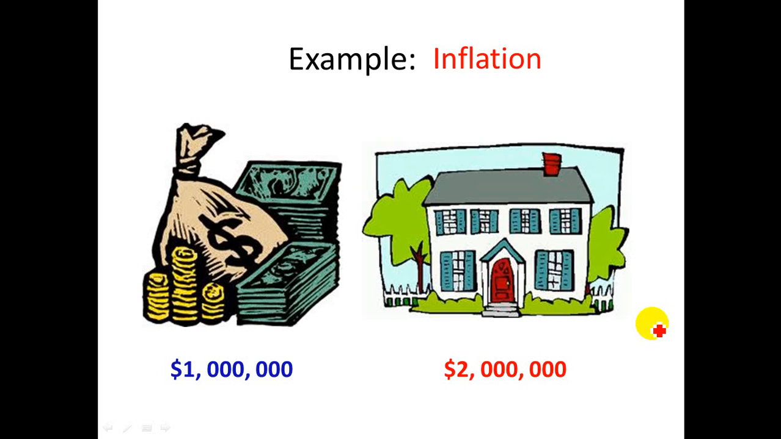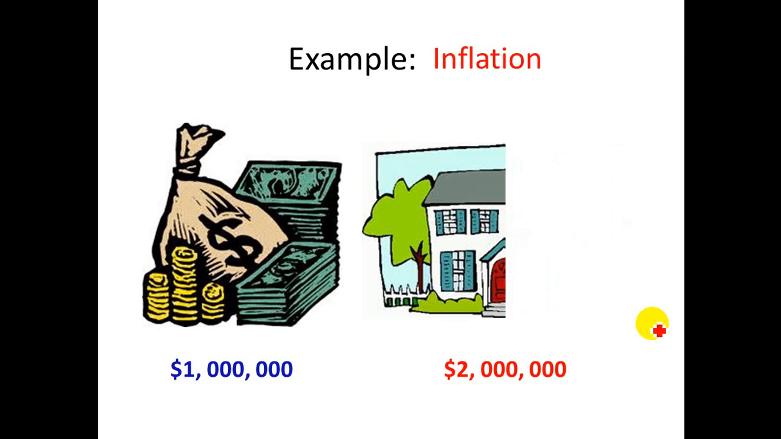With inflation, now houses cost $2 million, but you still only have $1 million. It means that now you no longer are able to afford the house because your purchasing power has fallen, right? You only have $1 million, which is the same as just now, but the price of houses has increased to $2 million, which means that now you're no longer able to afford the house. Your purchasing power has fallen.